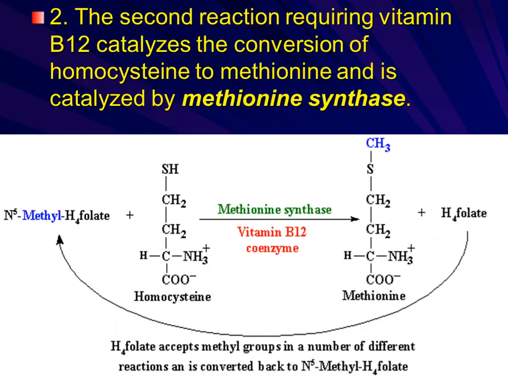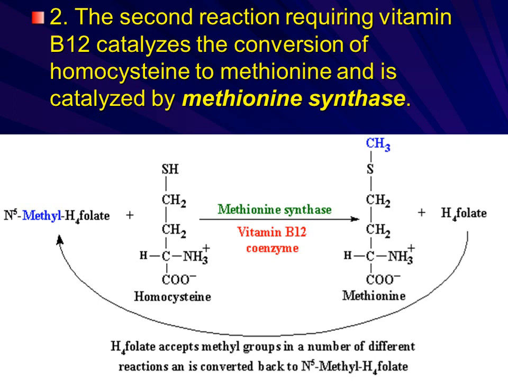The second reaction requiring vitamin B12 catalyzes the conversion of homocysteine to methionine and is catalyzed by methionine synthase. So the conversion of homocysteine to methionine requires the methionine synthase enzyme, and this enzyme requires vitamin B12 as a coenzyme. In this reaction, N-methyl tetrahydrofolate will convert to tetrahydrofolate.